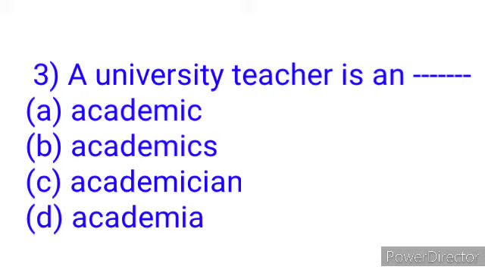And let's move to option D. Option D, we have academia. Academia is a place of learning, teaching, and research, and people that are involved in it. For example, a university is an academia. Your secondary school is an academia, a place of learning and teaching, and also research. So, like I already said, option A is the correct answer. A university teacher is called an academic. I hope you got that.